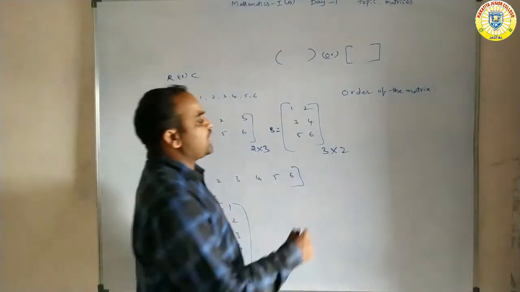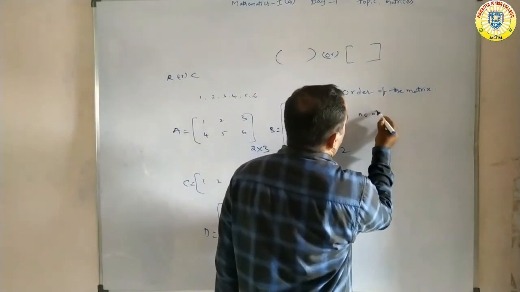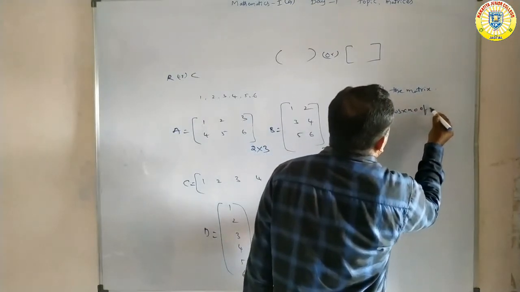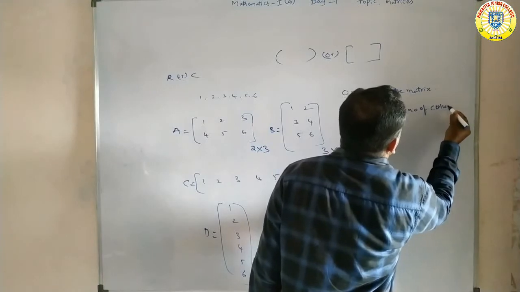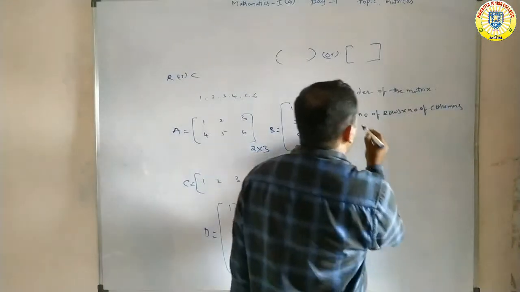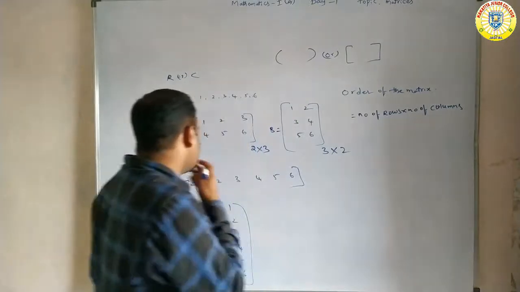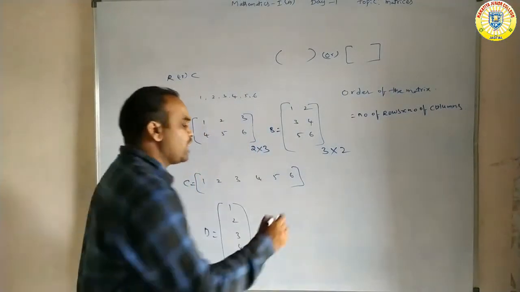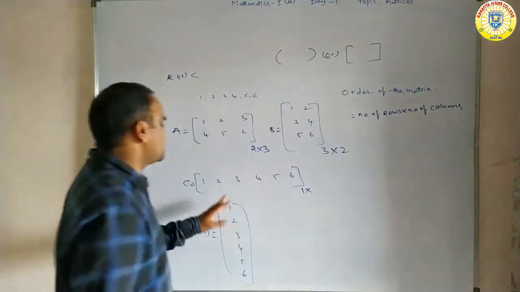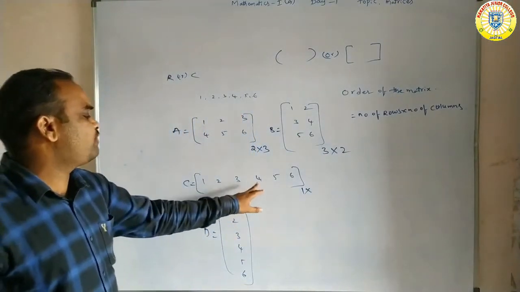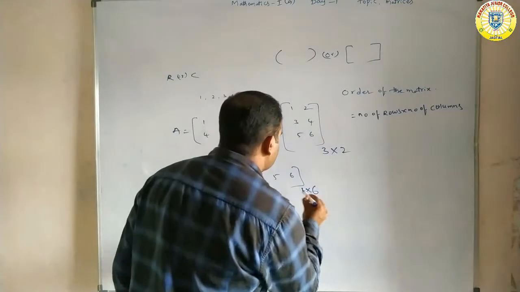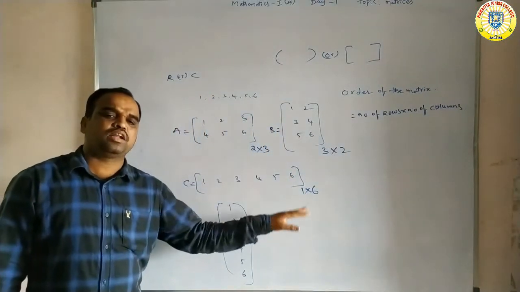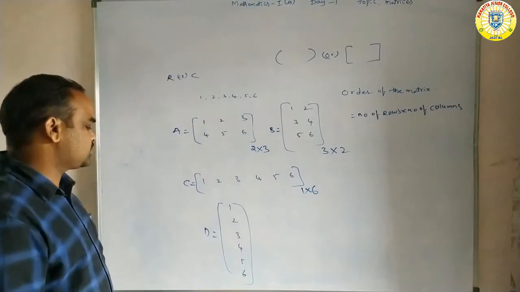What is the definition of the order of the matrix? Number of rows into number of columns. Number of rows into number of columns. See here, what is the order of C? How many rows are there? Only one row is there. How many columns are there? 1, 2, 3, 4, 5, 6 columns. That's why here we write 1 cross 6. There is only one row and 6 columns. That's why 1 cross 6.